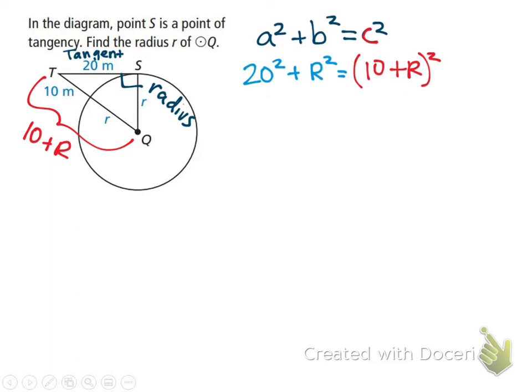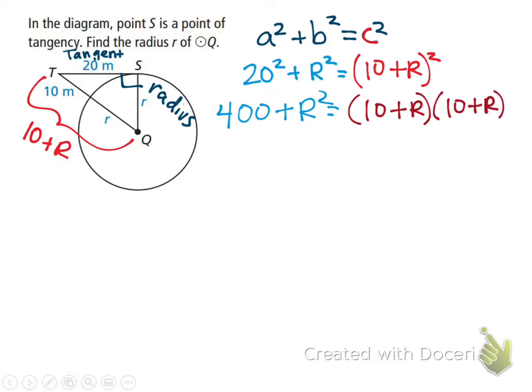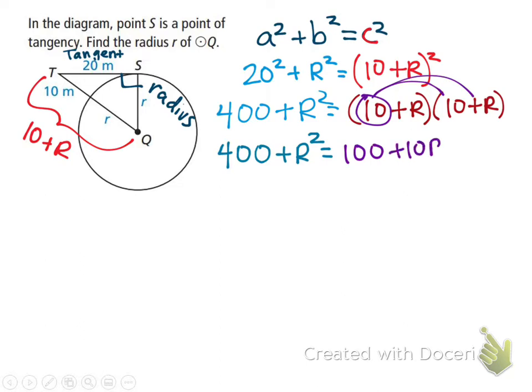What is 20 squared? 400. So we have 400 plus R squared. When 10 plus R is being squared, we're going to write it twice. So we will distribute on that right side. So we're going to distribute the 10 first. 10 times 10 is 100. 10 times R, 10R. And then R times 10, 10R. And then R times R, R squared.